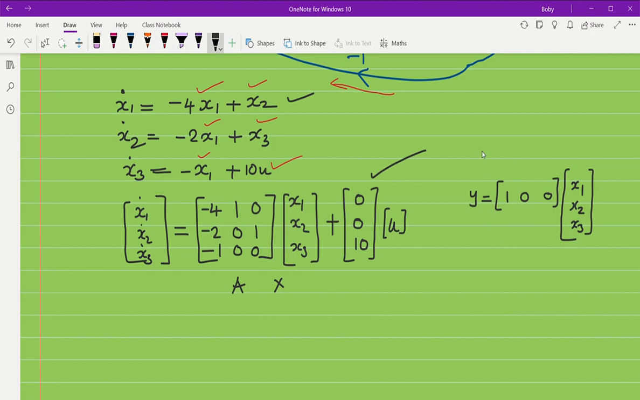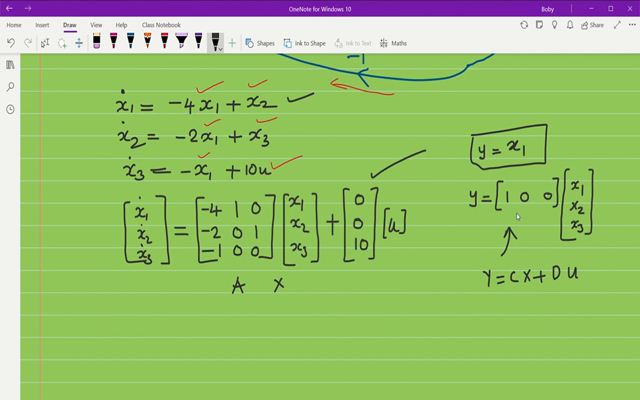The output here is y is equal to x1, that is the output equation. So that becomes the output equation in matrix form, where y is equal to 1, 0, 0 times x1, x2, x3. So y is equal to Cx plus Du. U is not here in the equation, so the second part D is also becoming 0 here. So y is equal to Cx.